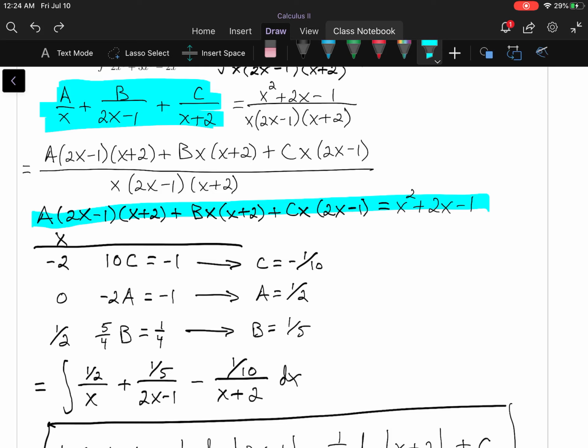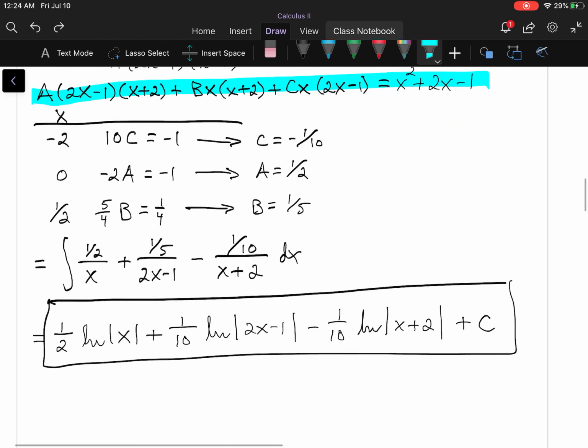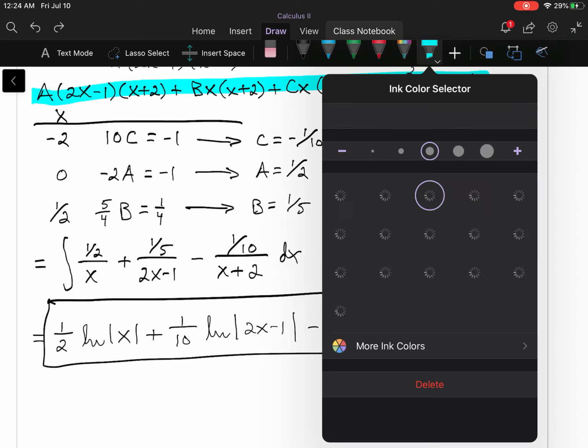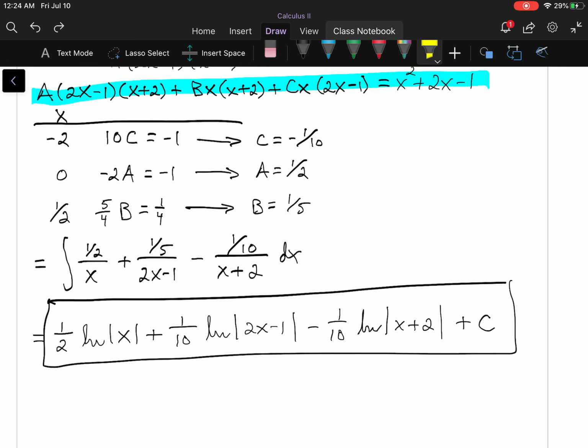It's at this point that I return to the top blue highlighted section and I plug in the values for A, B, and C. Since that partial fraction decomposition is equivalent to the original function, that is what I want to integrate. And so it's over in this line, where I then integrate the partial fraction decomposition.